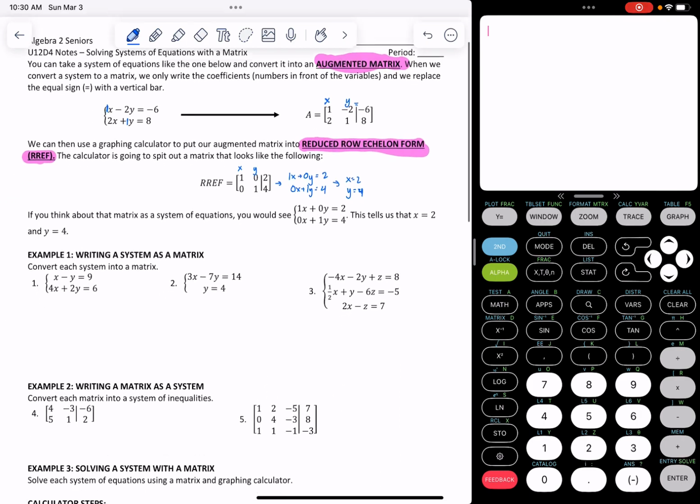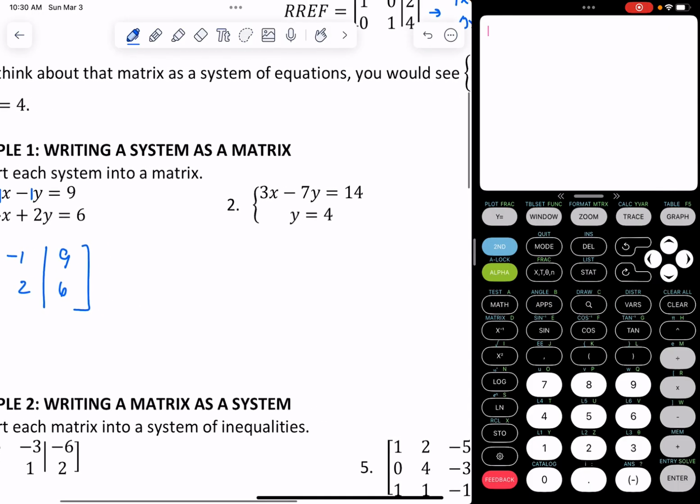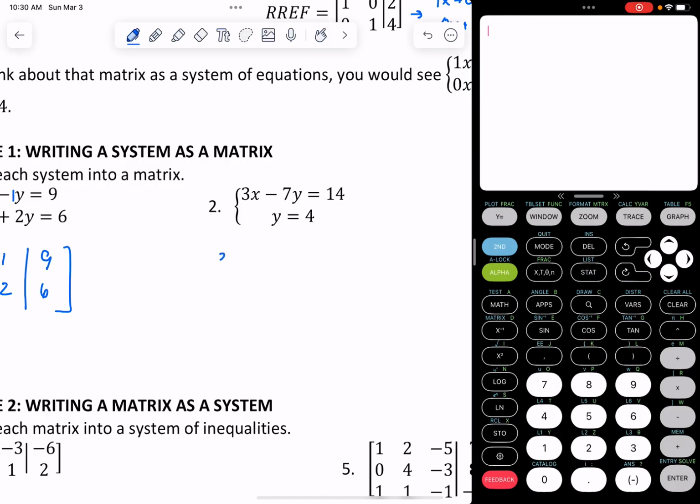The first few examples say to convert each system into a matrix. This is where we're writing the coefficients. So 1x minus 1y: 1, -1, 9, then 4, 2, 6. Put in our equal sign, our vertical bar, and there we go. For this one, we've got 3, -7, 14. And if we look, there's no x. When we're missing a variable, we put a 0 in for that spot. Then 1, 4.